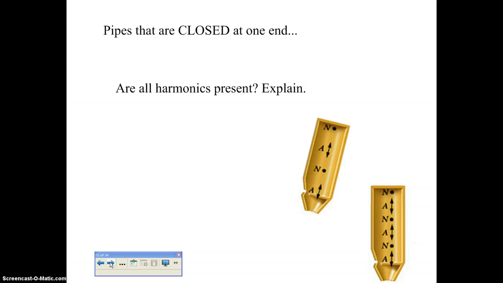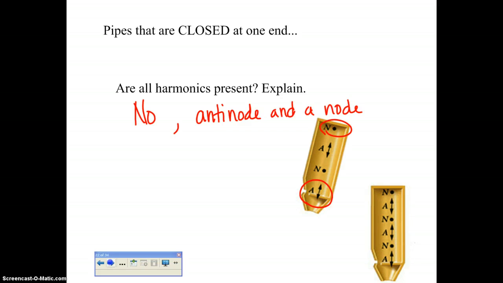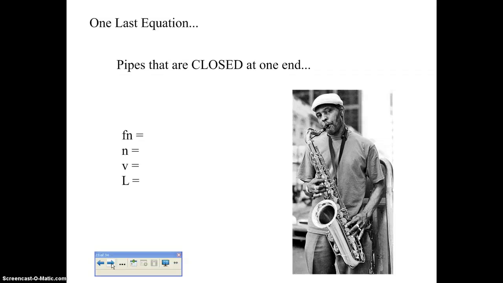So pipes that are closed at one end, no, they are not, because you have an antinode at one end and a node on the opposite end. One end is a node, no displacement, the other end is an antinode. So therefore it is a closed pipe. If I give you a problem that says an antinode and a node, then you know you're going to use this equation right here. F of n equals nv over 4L.